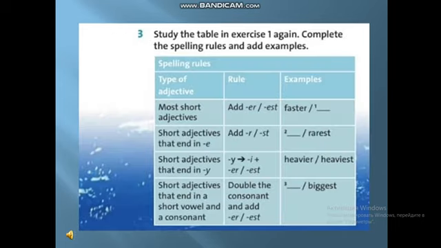The next one is exercise number 3. Study the table in exercise 1 again, complete the spelling rules and add examples.